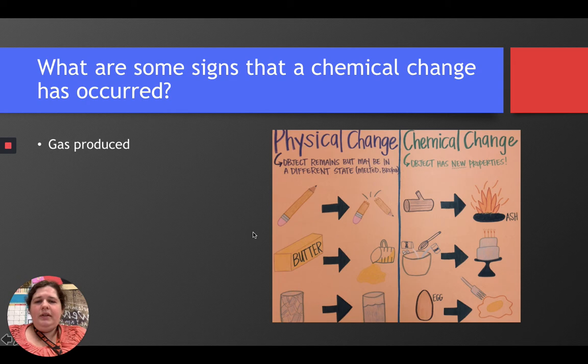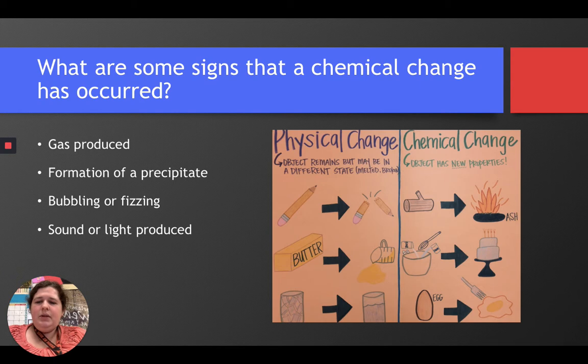Alright, so some signs that a chemical change has occurred might be a gas being produced, formation of a precipitate. Again, a precipitate is when you get a solid forming from two liquids that are mixed together. Maybe bubbling or fizzing, sound or light being produced, or a rapid temperature change. If you mix two things together and all of a sudden the temperature shoots up or down, that is probably a sign of a chemical change.